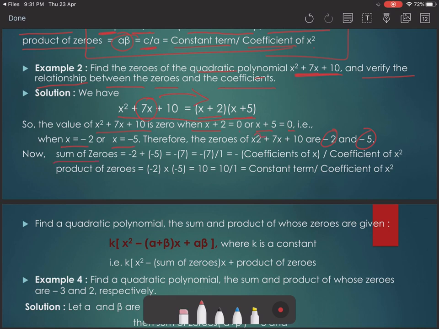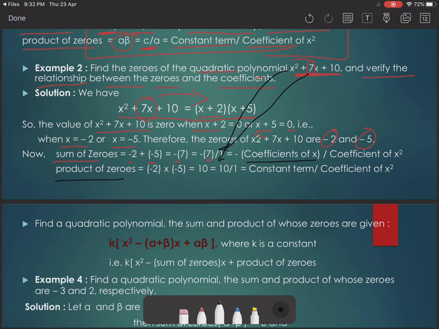Now, the sum of zeros, minus 2 plus minus 5, what do we get? Minus 7. Minus 7 can be written as minus 7 upon 1. Minus 7 is the minus of the coefficient of x, and 1 is the coefficient of x square. Therefore, it satisfies the first relation, minus coefficient of x, minus b upon a.